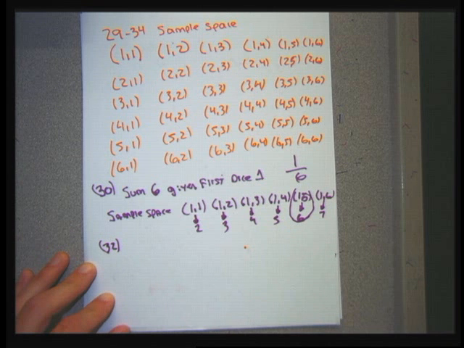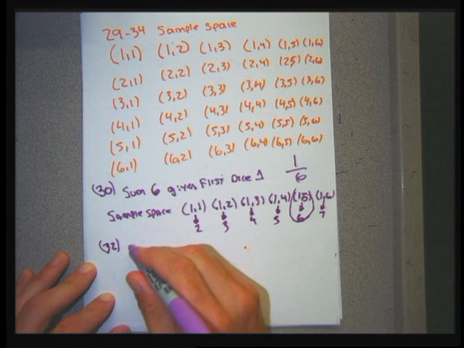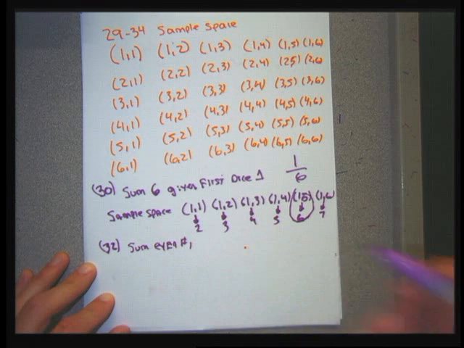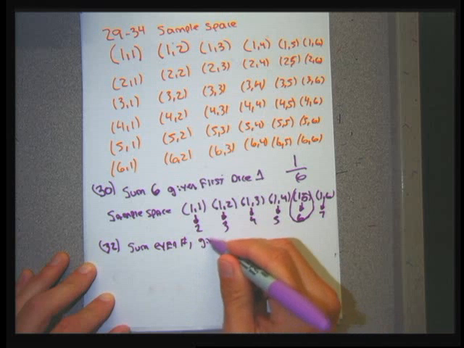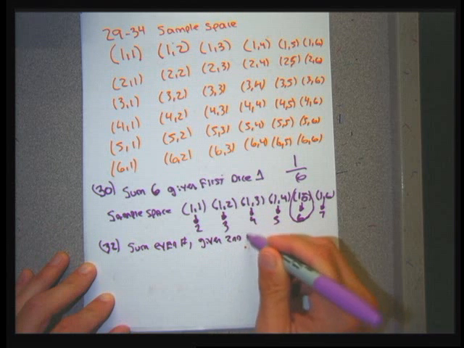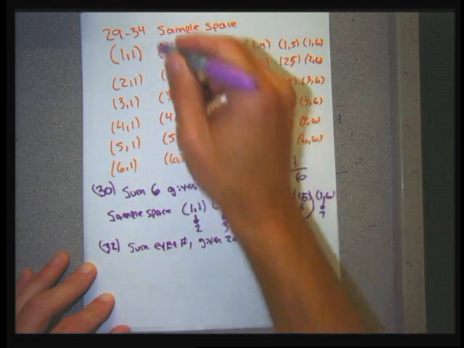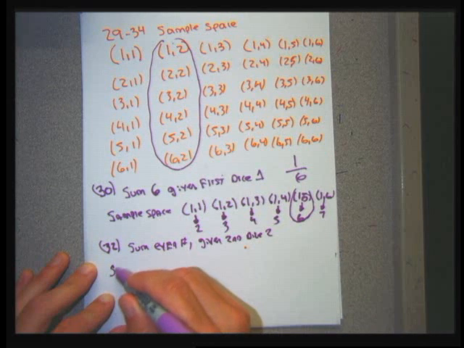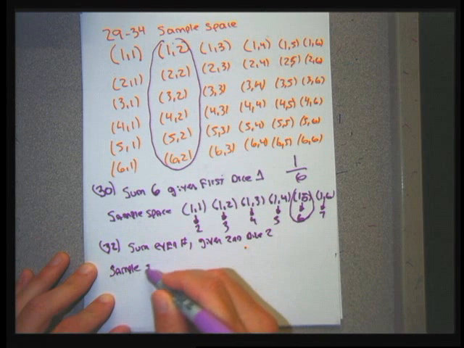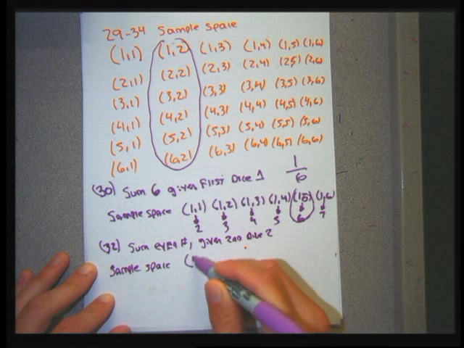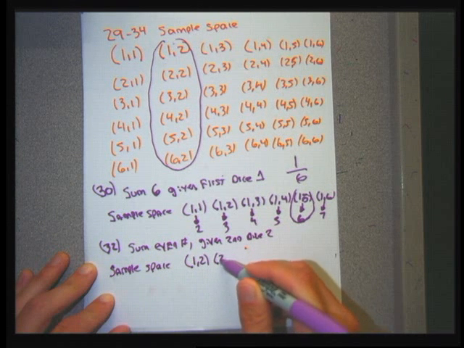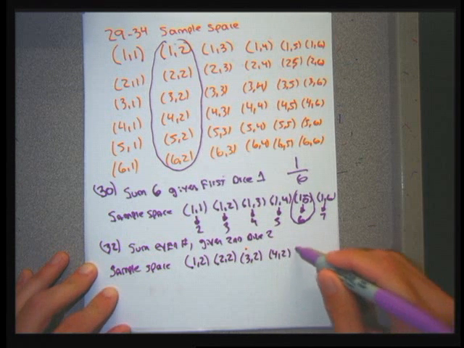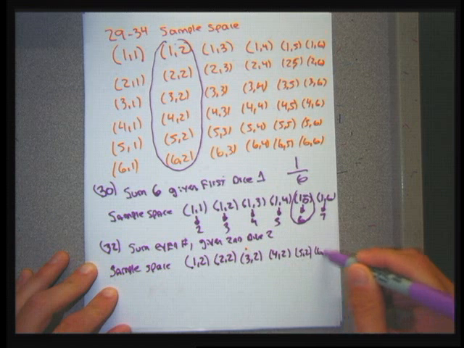Problem 32 says, what's the probability of getting a sum of the 2 dice to be an even number given the second dice is a 2? This is the part of my sample space that has a second dice as a 2. So the sample space that I need to use to answer this question is going to have 6 items. So 1, 2; 2, 2; 3, 2; 4, 2; 5, 2; and 6, 2.